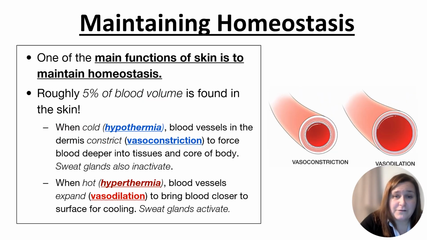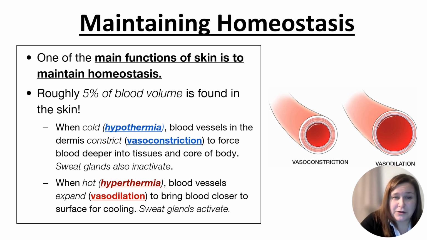So one of the most important functions of the skin is to maintain homeostasis. Roughly 5% of our blood volume is going to be found in the skin. So when we are cold, also referred to as hypothermia, blood vessels in the dermis are going to constrict. We call this vasoconstriction, to force blood deeper into the tissues and the core of the body. That is because if we're freezing to death, we would prefer to keep all of the things all the time. But if we're going to freeze to death, our body will sacrifice our arms and legs and appendages that we don't need as much to pull all of that blood into the vital organs and our brain and places like that that are in the core.